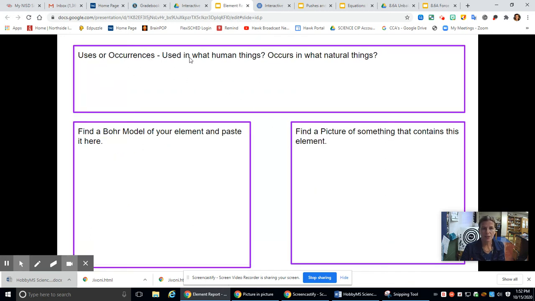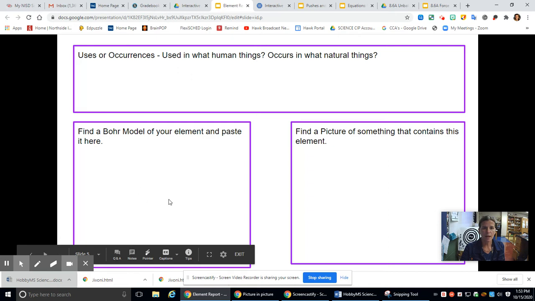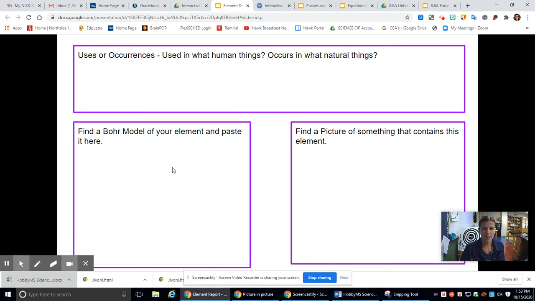Uses or occurrences. Used in what human things? Occurs in what natural things? Find a Bohr model of your element and you can paste it here. And find a picture of something that contains this element. And that sums up your project.